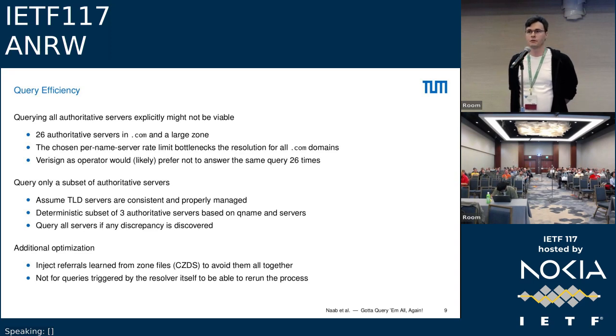What's the solution here? We assume that TLD servers are somewhat synchronized, consistent, and properly managed, and simply query a deterministic subset of the name servers, so that we don't have to query 26, but pick 3 based on the name we are currently asking and the IP addresses of the candidates. If we find any discrepancy, so if we observe that our assumption of consistency does not hold, we're going to query all. An additional optimization: if we have zone files, for example from the Centralized Zone Data Service, we can use the delegations found in those zones directly and skip querying the .com name servers completely.